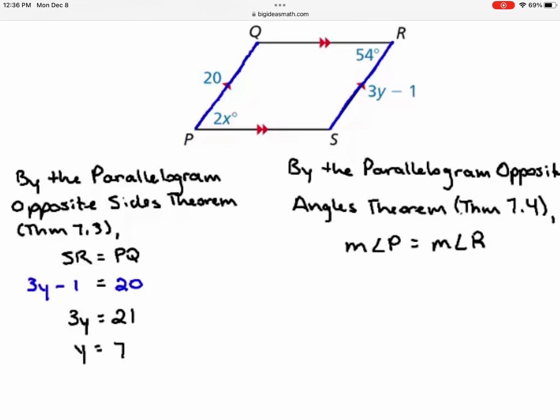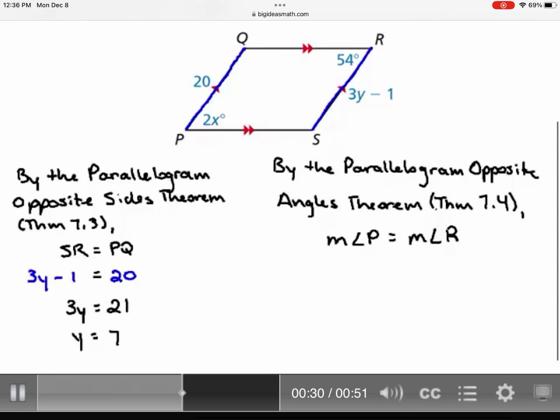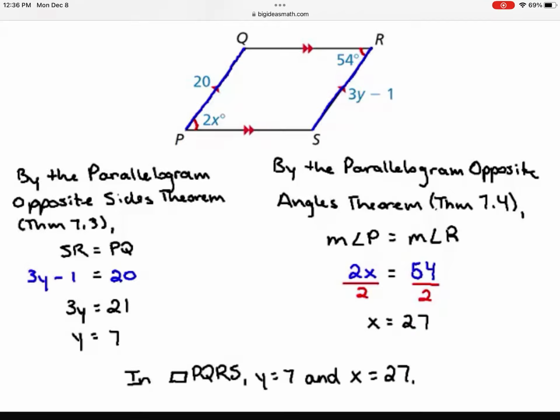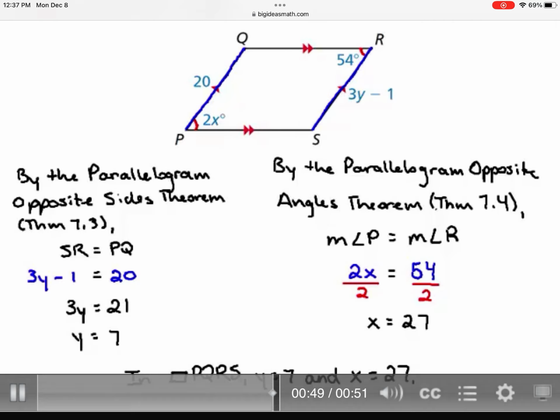By the parallelogram opposite angles theorem, the measure of angle P equals the measure of angle R. So substituting in the given information gives 2x equals 54. Dividing by 2 on each side gives x equals 27. In parallelogram PQRS, y equals 7 and x equals 27.